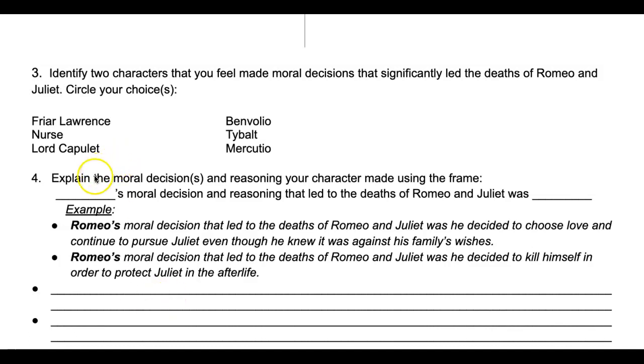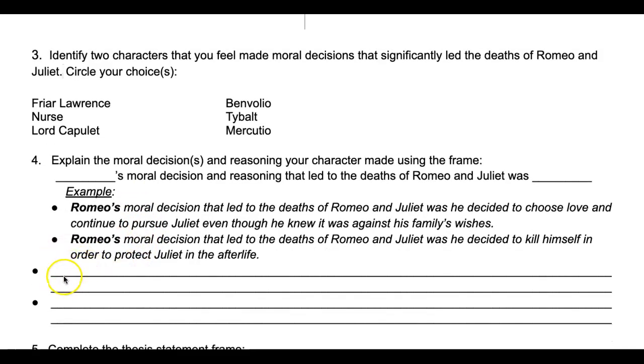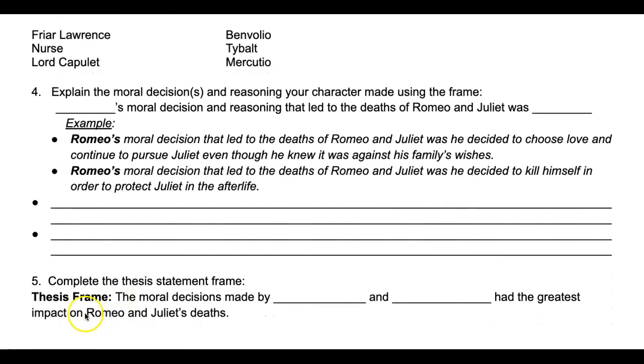All right, next you're going to fill out this frame. Explain the moral decisions and reasoning your character made using the frame. Here it is. Blank's moral decision and reasoning that led to the deaths of Romeo and Juliet was blank. You've got 2 examples here, just using Romeo. So on these 2 lines, you're going to write for your first character, and on these 2 lines, you're going to write for your second character. And the last step of this section is you're going to complete your essay frame. The moral decisions made by blank and blank had the greatest impact on Romeo and Juliet's deaths.